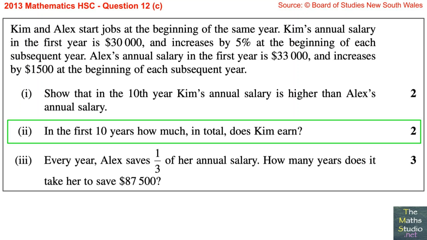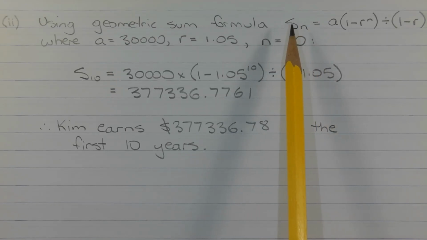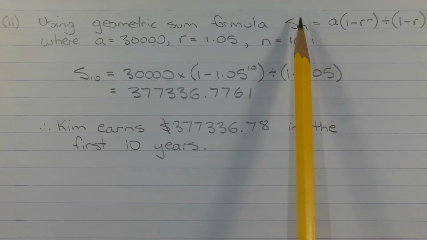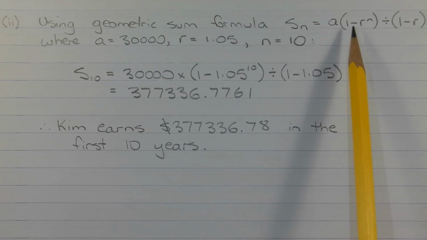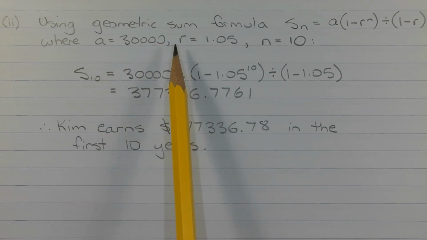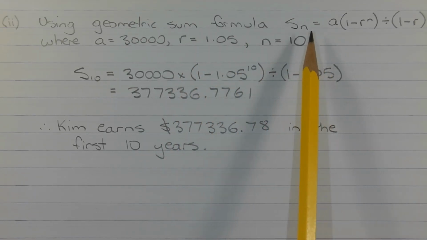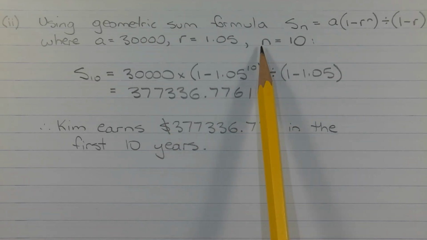Part 2. In the first 10 years, how much in total does Kim earn? Using the geometric sum formula, Sn, so that's the sum of the first n terms of the geometric series, is equal to a times (1 minus r to the power of n) divided by (1 minus r), where a represents the first term of the series, in this case $30,000, r represents the common ratio, in this case it's 1.05, and n represents the number of years. So in this case, we want to find out how much Kim earns in the first 10 years. So n is equal to 10.